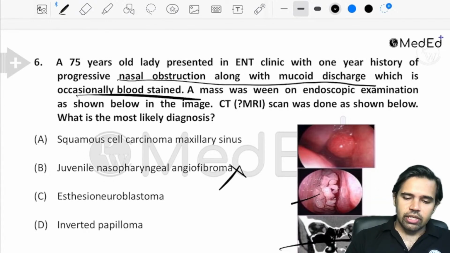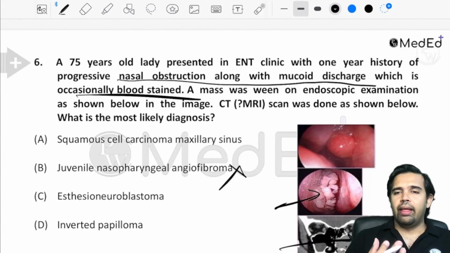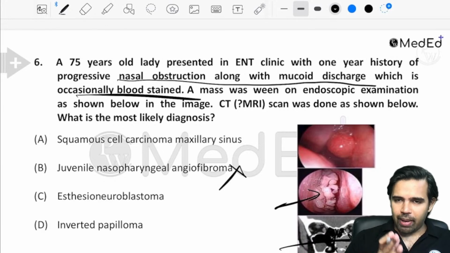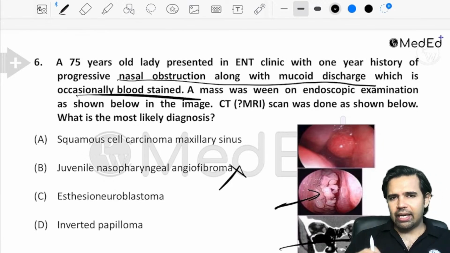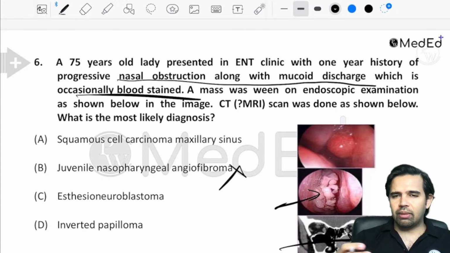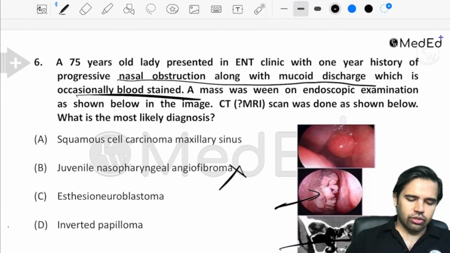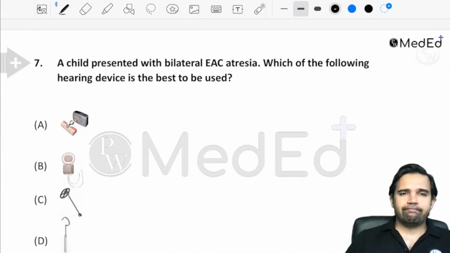This appearance, especially in this image, is very characteristic of inverted papilloma, where the polyps are growing inwards, papillary growth inwards. It is locally invasive, and there's about a 10 to 12% chance of it becoming malignant. But in the elderly, in the maxillary area, it's fairly common to see inverted papilloma, and the symptoms are less aggressive. They can present with mucoid secretion. So, clinically correlating with these images, I would say the answer is inverted papilloma.